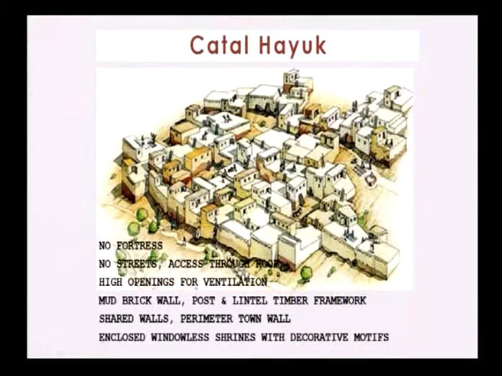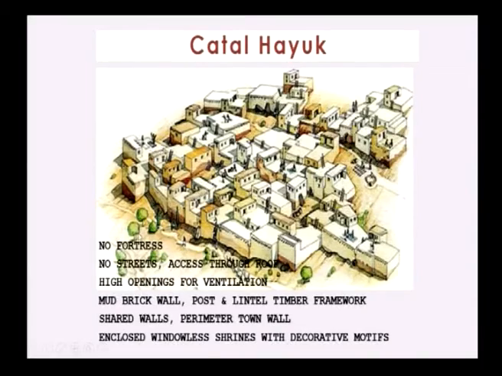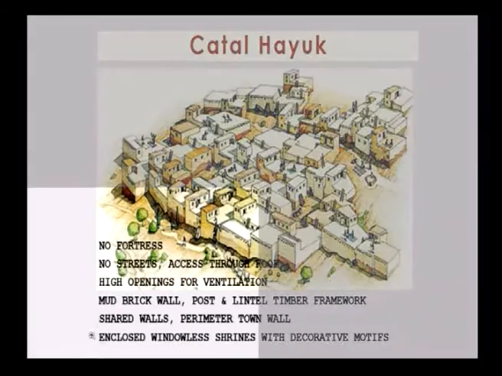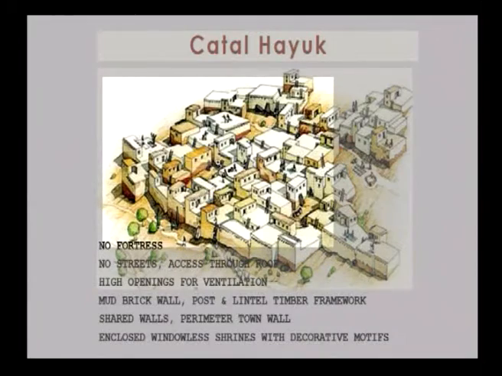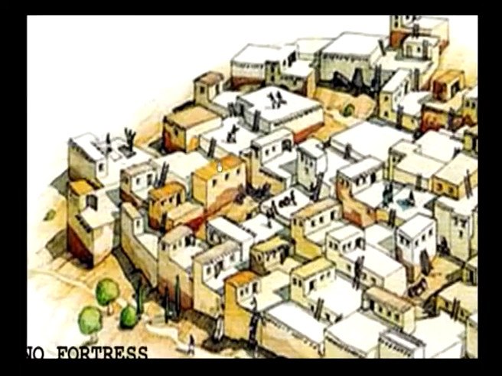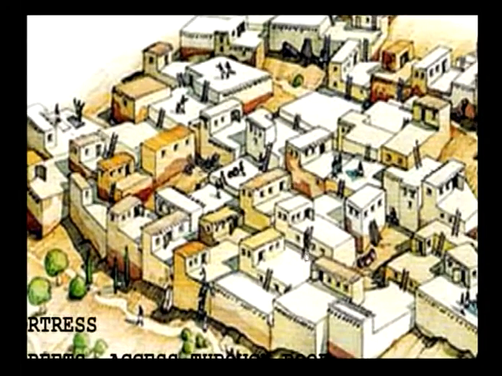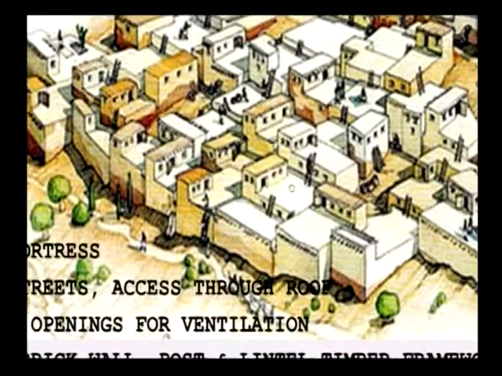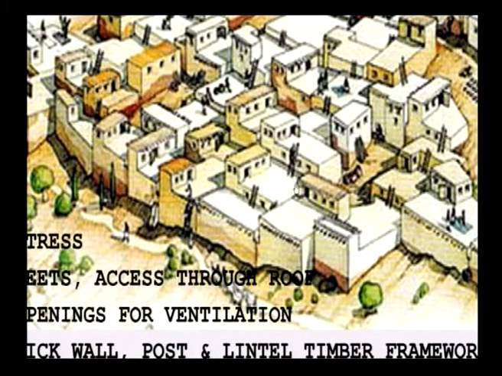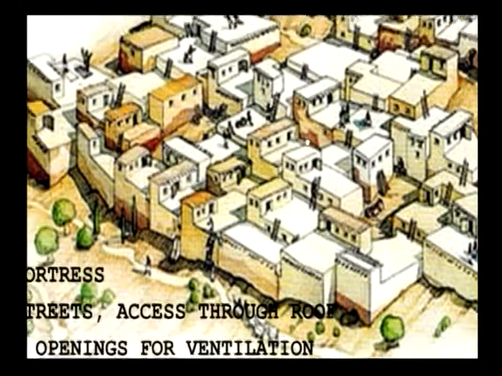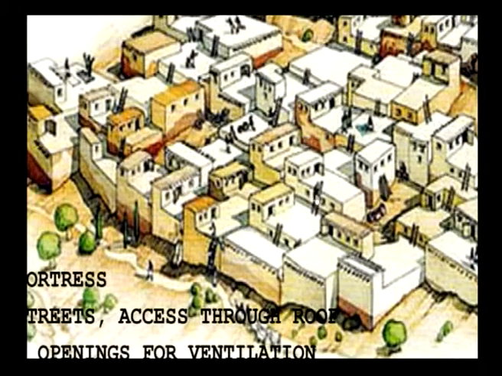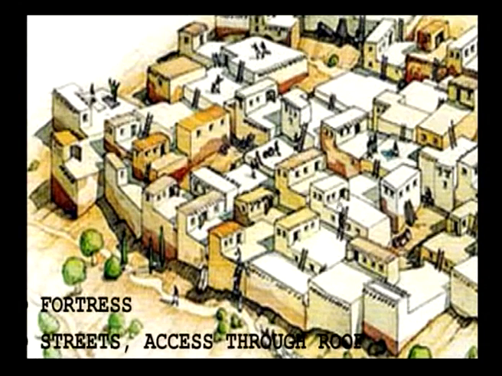Next, the settlement of Çatalhöyük. This, in contrast to the settlement of Jericho, has no fortress walls. The town was a dense package of dwellings without streets. Residents gained access to the dwellings across roofs. You can see the ladders here through which access was given to each of the dwellings. There were high openings in the walls for ventilation.